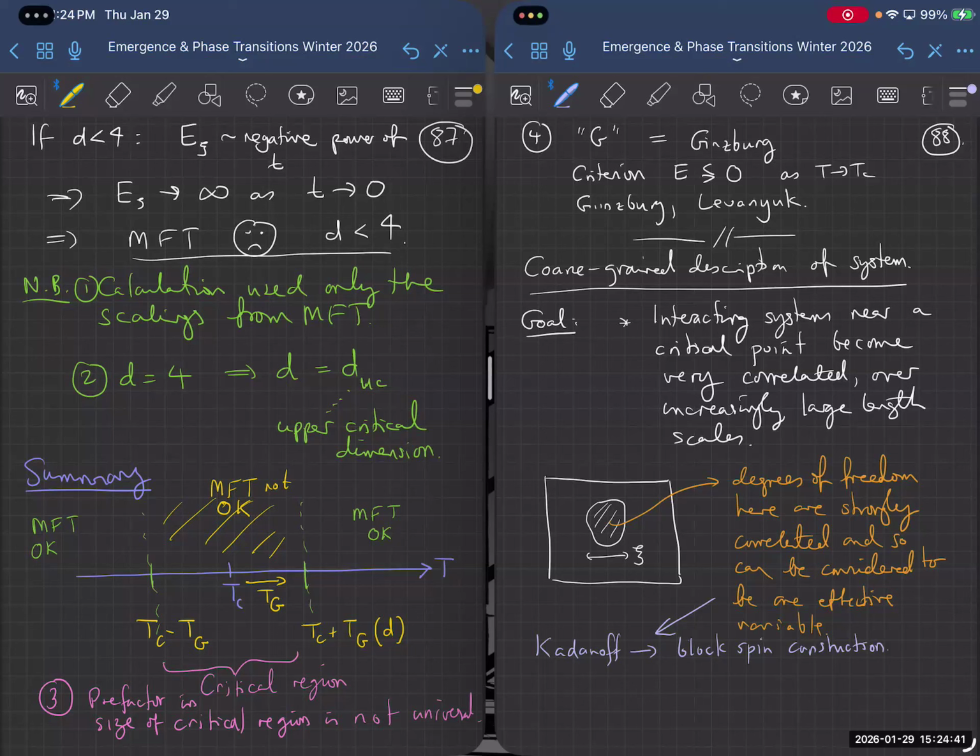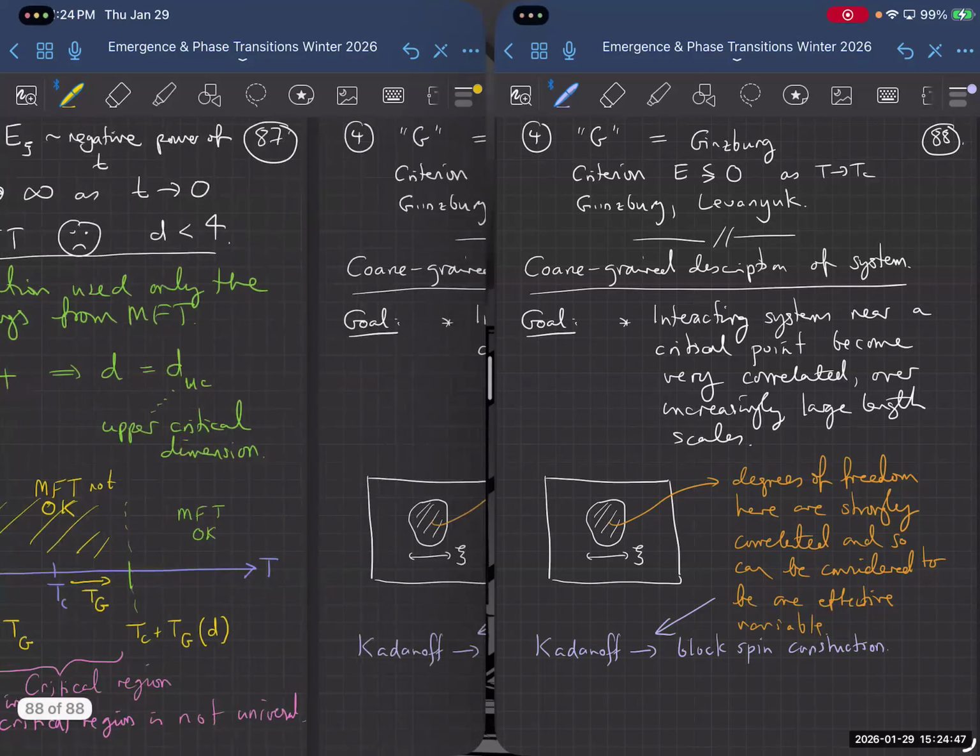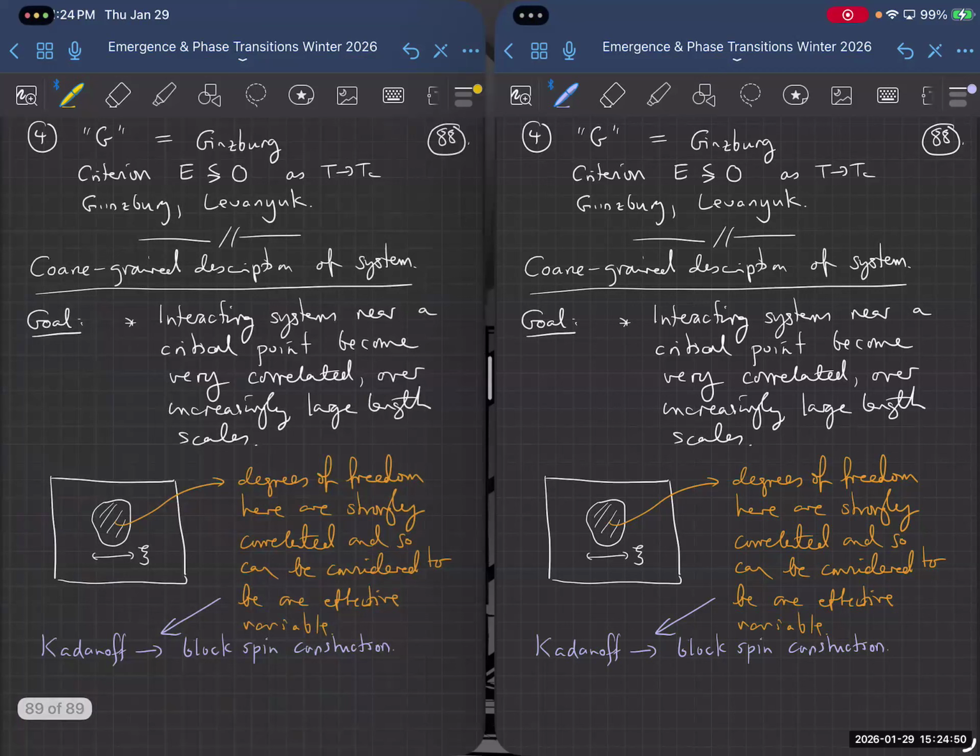But before we get to that, this insight allows us to now make a somewhat coarse-grained formulation of our statistical mechanics. So that's what we're going to talk about.